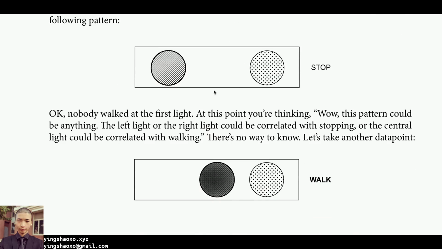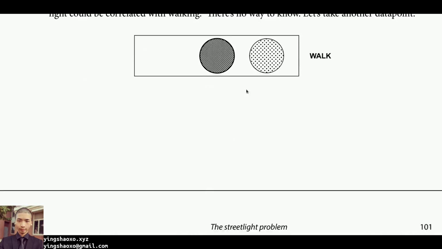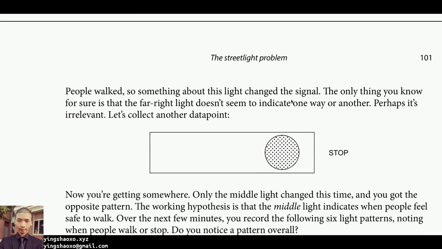If the street light looks something like this, okay, nobody walked at the first light. At this point, you're thinking, well, this pattern could be anything. The left light or the right light could be correlated with stopping, or the central light could be correlated with walking. There's no way to know it. Let's take another data point. For example, this kind of view. People walked, so something about this light changed the signal.